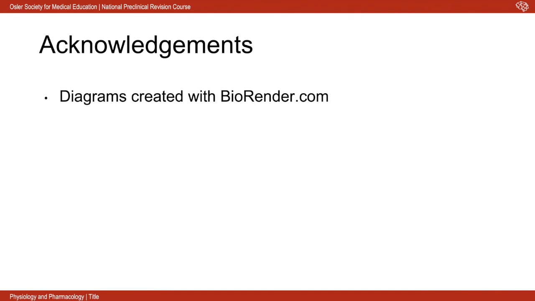I'd just like to make the acknowledgement that unless otherwise stated, the diagrams in the PowerPoint were created with BioRender, unless they were taken from a paper where they've been referenced.